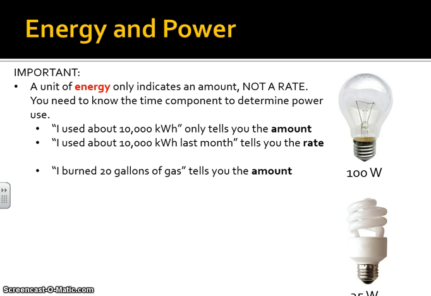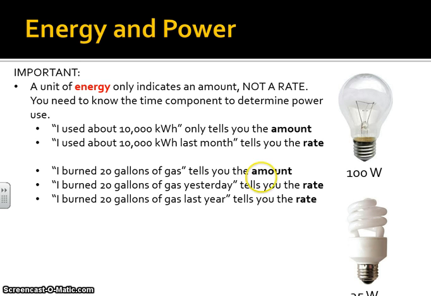What if I say I burned 20 gallons of gas? What does that mean? Well, that just tells me how much gas I burned. It doesn't tell me for how long. This is very different than saying I burned 20 gallons of gas yesterday versus I burned 20 gallons of gas last year. So that's an illustration of this being just energy. It tells you the amount of energy you use. This tells you the rate at which you're using energy. And this is a clear example of a much higher rate than this.